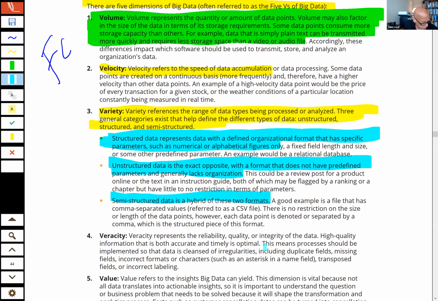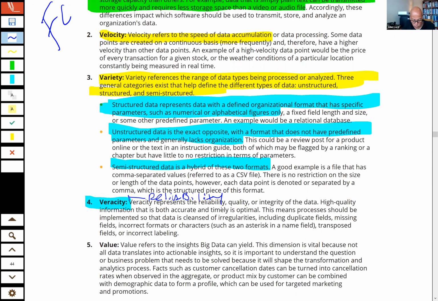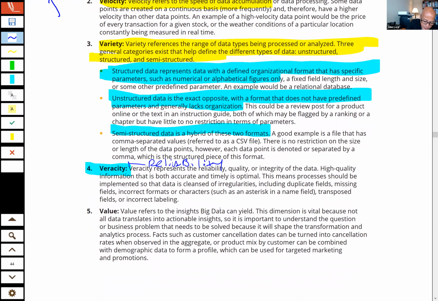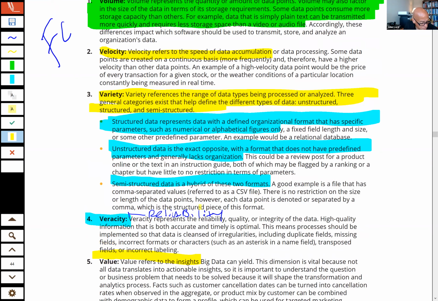Veracity relates to the reliability of the data. I just want you to put that one word, reliability. How reliable is the data for whatever analysis we're doing, right? Okay, veracity. Value refers to the insights that the data can yield. What can it tell us? What can it uncover for us? What can it allow us to understand? That's the value. So just go ahead and flashcard those.